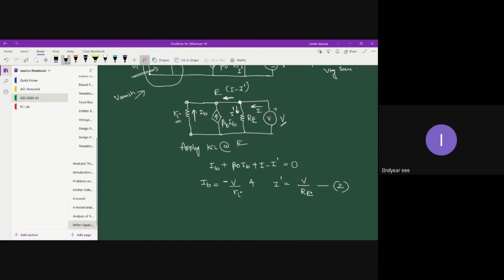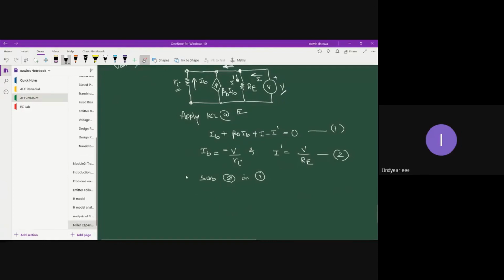Let's take this as 2, and let's take this as 1. So when you substitute equation 2 in equation 1, you would get IB is equal to minus VI by RI plus, what I will do, just minus I will write, because I will write beta D into IB, IB again minus V by RI, right? So minus V by RI. That's the reason there is a negative sign here. Then plus I, and then minus, because there is a minus sign, V by RE.